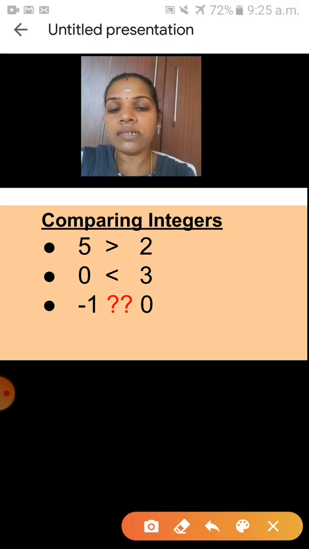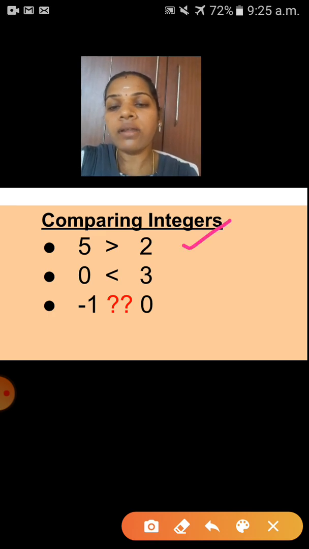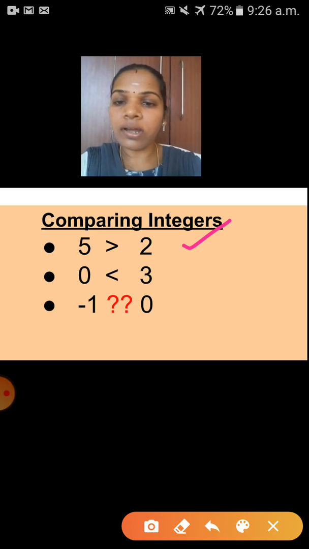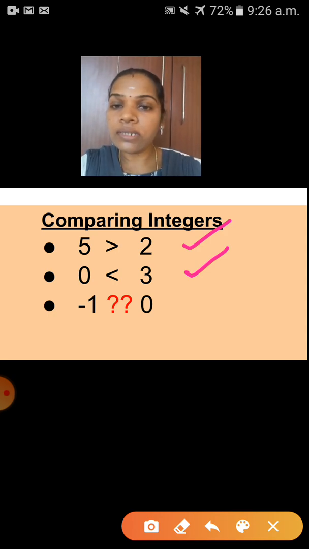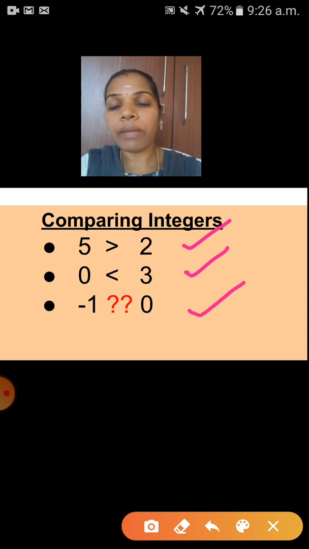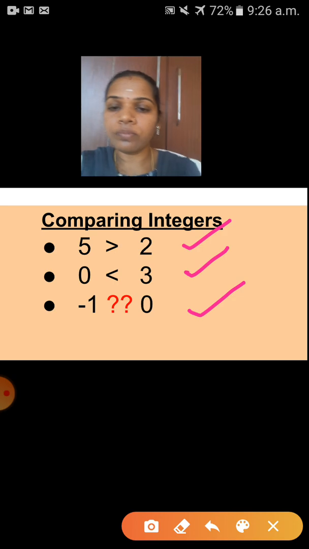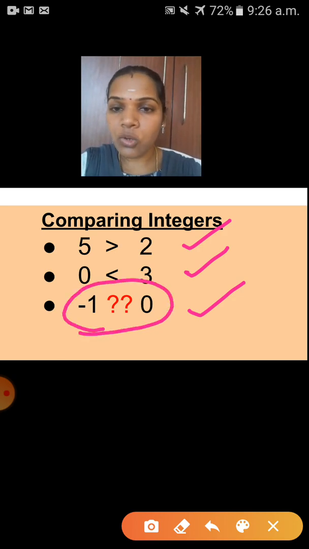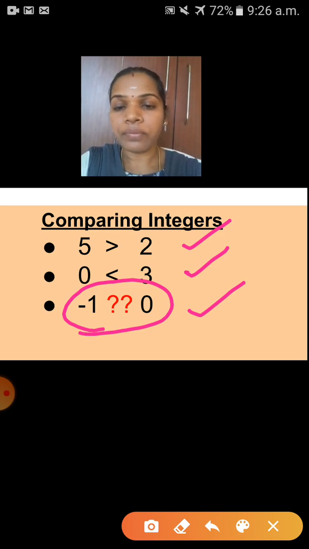Okay. First one is, children see here. Here two numbers I have given, 5 and 2. These two numbers are positive numbers. So you know which one is the greater number here? Yes, 5. 5 is greater than 2. And the next one is 0 and 3. Here 3 is a positive number, and 0, that also you know, 0 is less than 3. Next one is negative integers. See here, minus 1 and 0. Which one is greater? Do you know? So I will teach you today. Okay, are you ready?